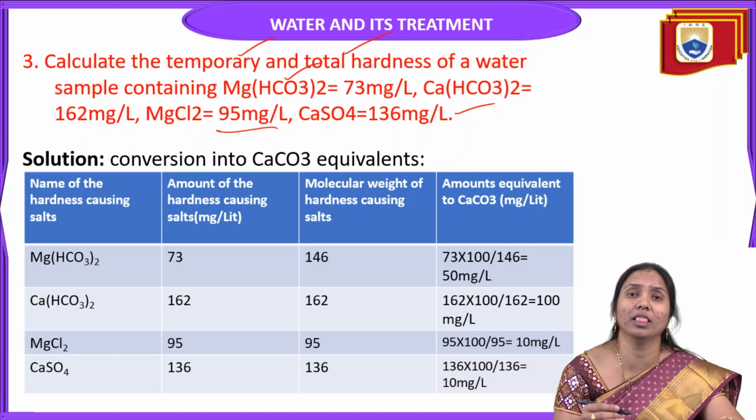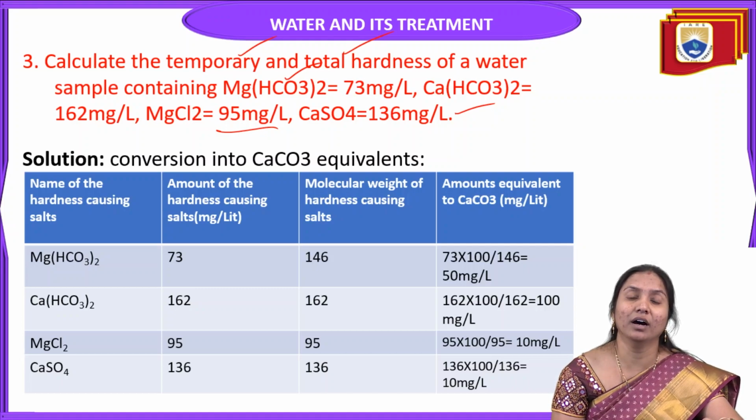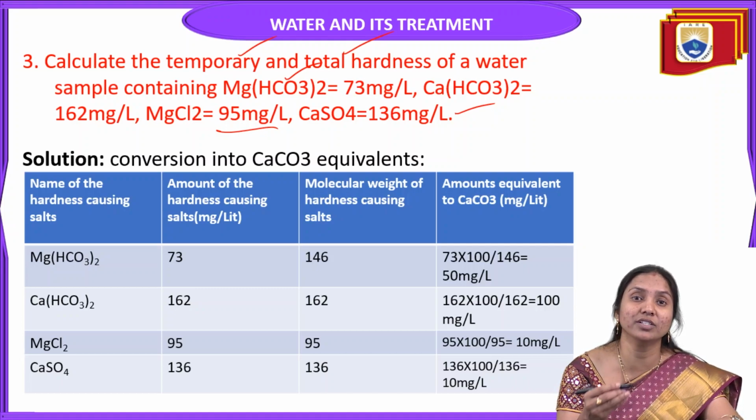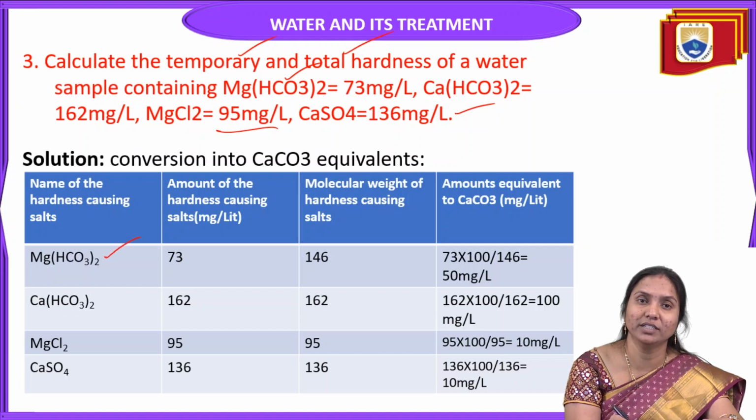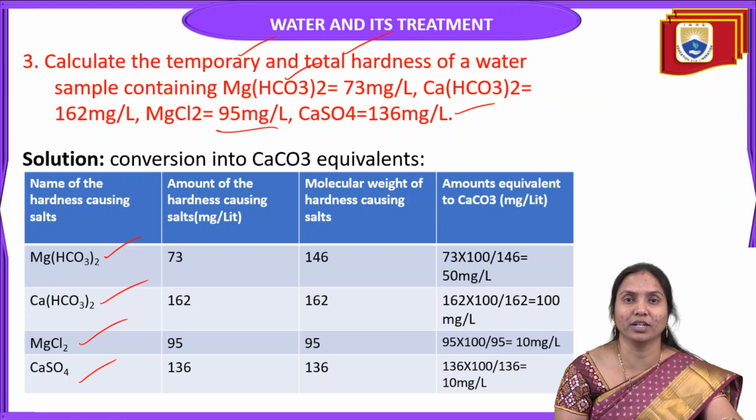Why are we converting all the hardness causing salts into CaCO3 equivalent? Because calcium carbonate has molecular weight 100 and equivalent weight 50, and it is highly insoluble in water. That's why we convert all the hardness causing salts into CaCO3 equivalent, because it makes the calculation very easy. So what are the hardness causing salts present in the given water? Magnesium bicarbonate, calcium bicarbonate, magnesium chloride and calcium sulfate.